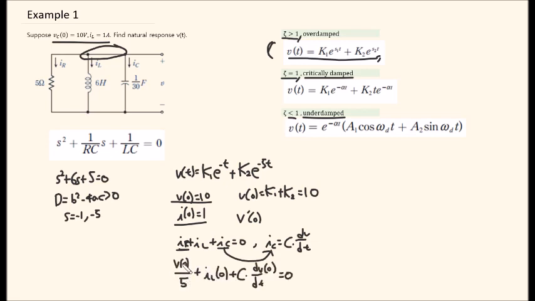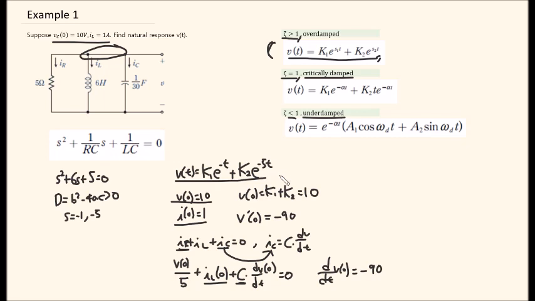We know the value of V of 0 to be 10 volts, and we know the value of the current across the inductor to be 1 ampere. And since we also know the value of capacitance, using this information we find the derivative of V of 0 to be -90. So since the derivative of V of 0 equals -90, we need to differentiate this equation to use this information.